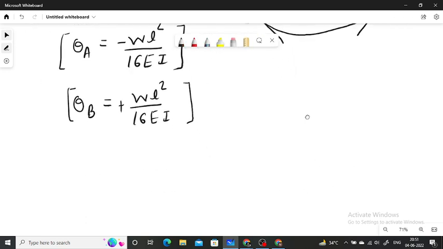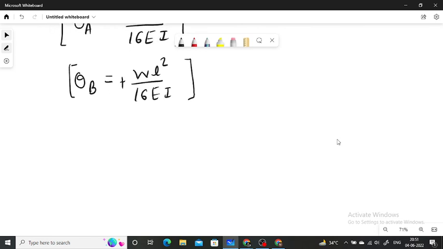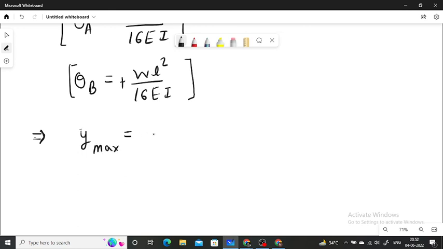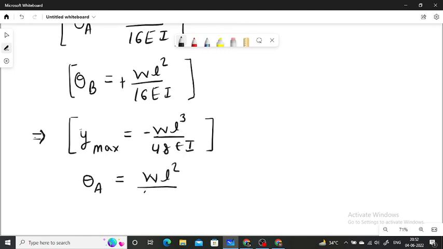Now we know that in the case of a simply supported beam having a point load at its mid of span, the maximum deflection at its mid of span is minus WL cube upon 48 EI, and maximum slope theta A is equal to WL square upon 16 EI at its ends.